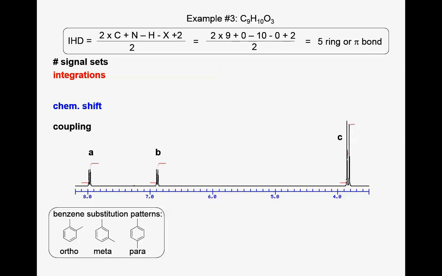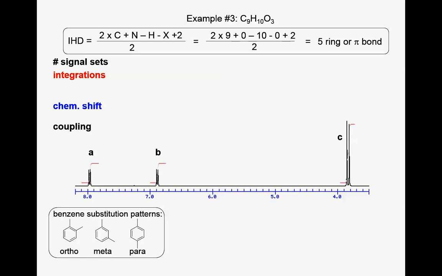All right, let's see. I'm a little out of order. Okay. So it's already filled in for you. If you do the math, you'll see we've got 5 rings or pi bonds, so that's a lot of hydrogen deficiency in this case, so we're going to have some stuff going on.